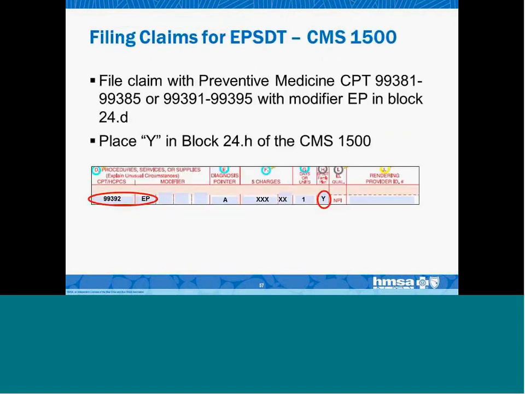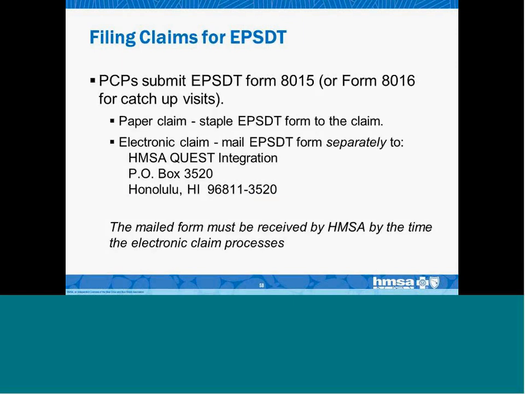Claims are billed with a preventive medicine CPT code and modifier EP in Block 24D. You'll also need to put a Y indicator in Block 24H, as you see here on your screen. If the claim is filed on a CMS 1500 form, go ahead and staple the EPSDT form to the claim. We will need both the claim and the EPSDT form in order for you to receive credit for it.